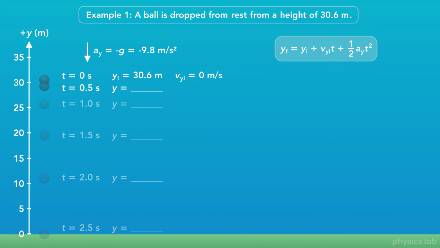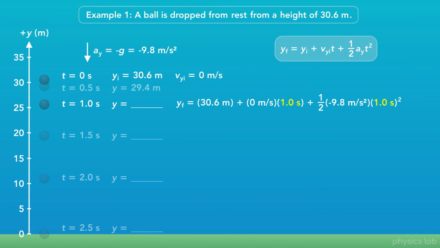So what's the y position when t equals 0.5 seconds? We plug in 30.6 meters for the initial y position, 0 meters per second for the initial velocity, 0.5 seconds for the time, and negative 9.8 meters per second squared for the acceleration. That gives us 29.4 meters for the y position at 0.5 seconds.